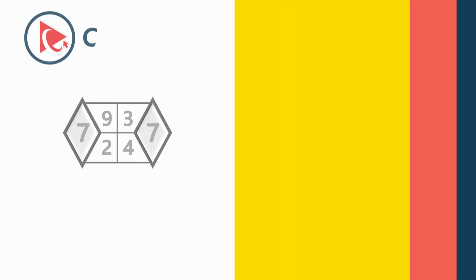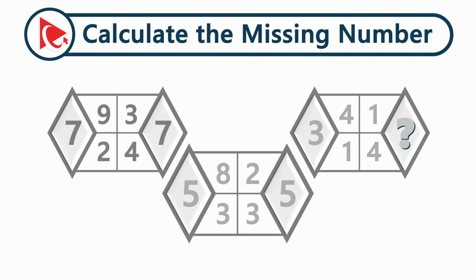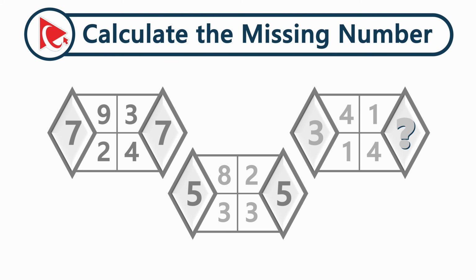You're presented with amazingly cool looking shapes. Each shape has 6 numbers. The first shape has number 7 on the outside inside the diamonds, and then numbers 3, 4, 2, and 9. The second shape has number 5 in the diamonds, and then numbers 2, 3, 3 again, and 8 on the inside. And then the third shape has number 3 in the left diamond, numbers 1, 4, and 1, 4 again. You see the pattern here?